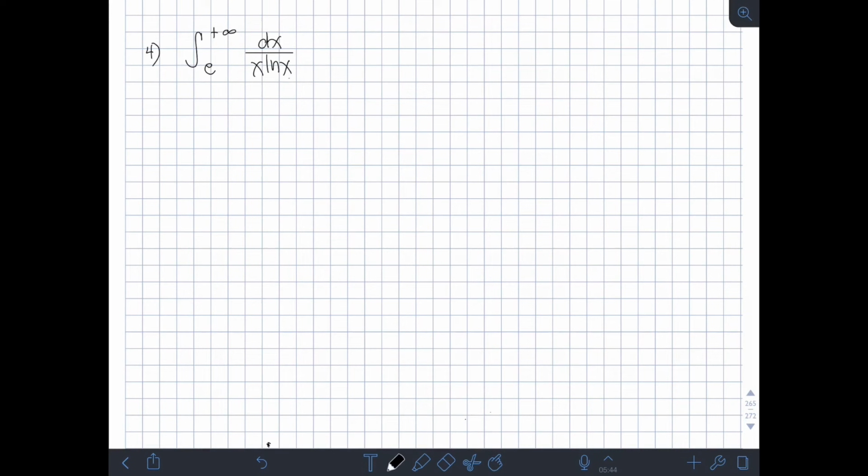Okay? Next, we have the integral of dx over x ln x from e to positive infinity. Okay, so this is case 1 again of our improper integrals. So, we will use the formula for case 1.